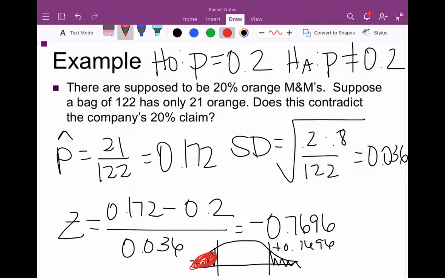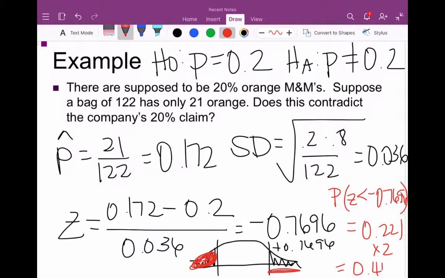So the probability that z is less than negative 0.7696 is equal to 0.221. Because it could also be above, I actually have to multiply this by 2. So I take this, multiply it by 2, and I get 0.442. This means that my p-value is equal to 0.442, or 44.2%. Now this is a really high p-value.